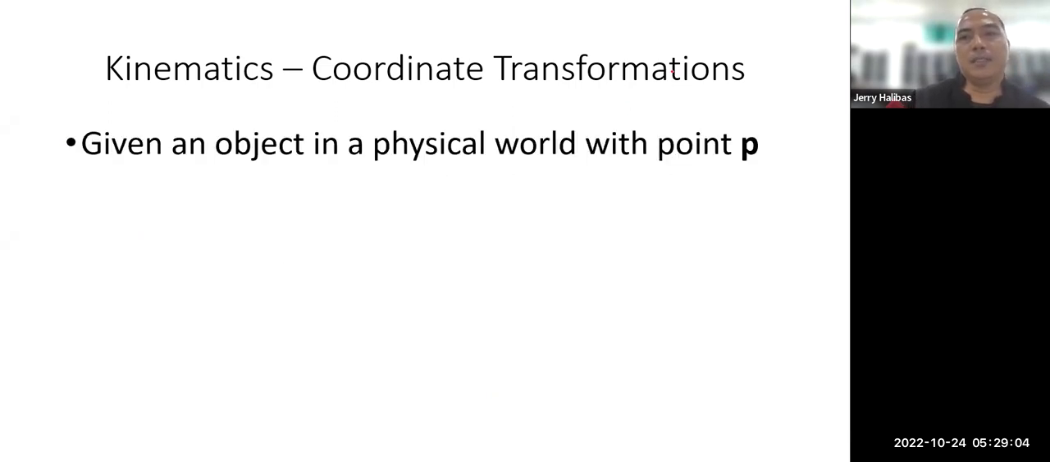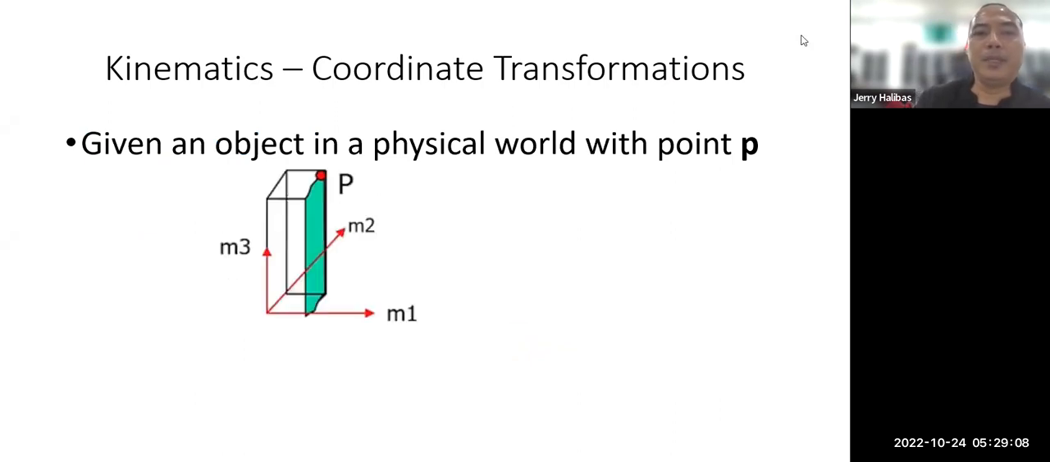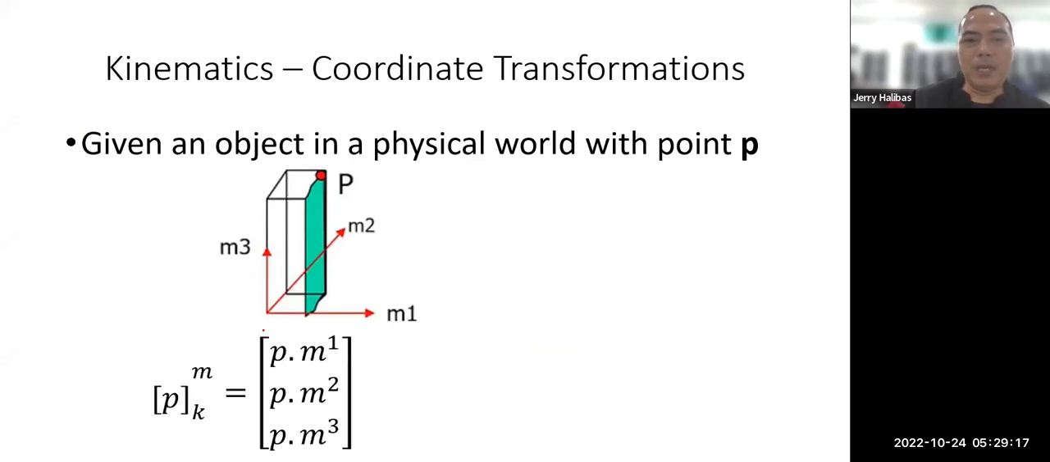So given an object in the physical world with point P. What is this P here? Now, based on the formula, we have this vector P, where K is equal to 3. 1, 2, 3. It's three.